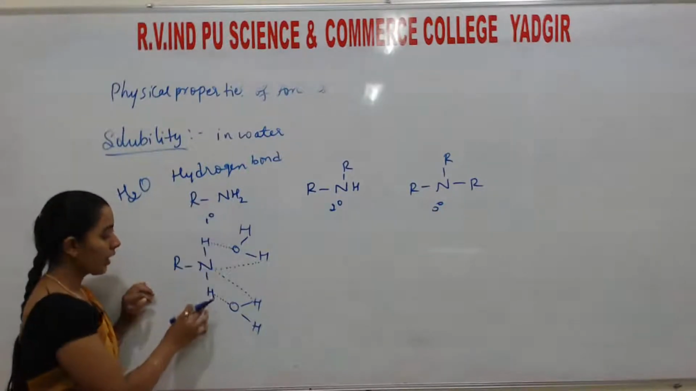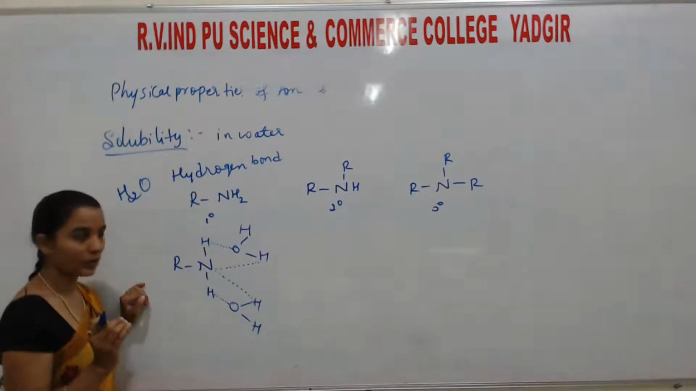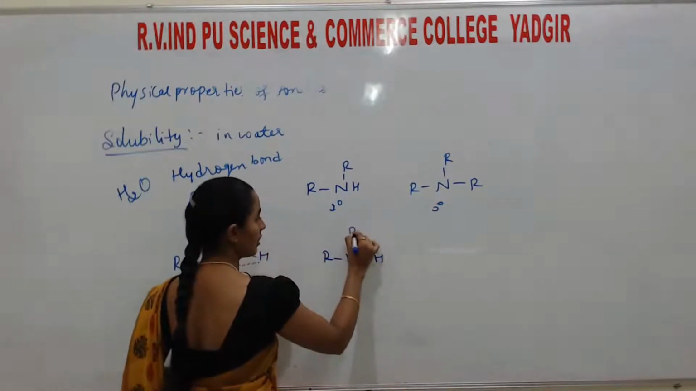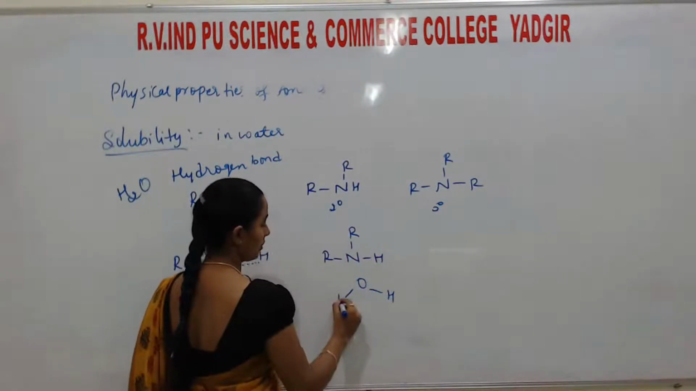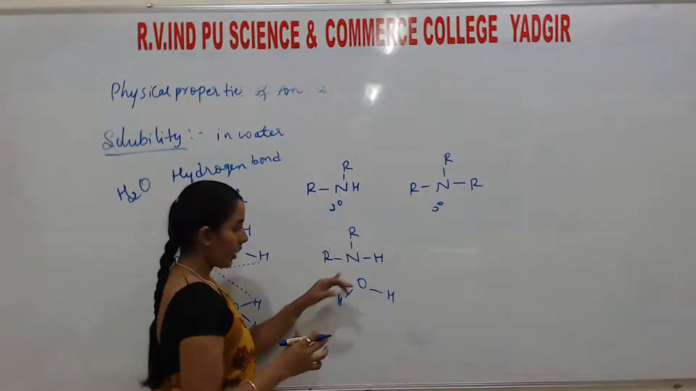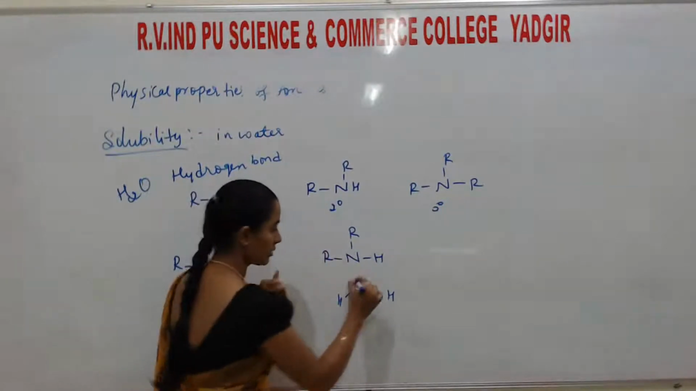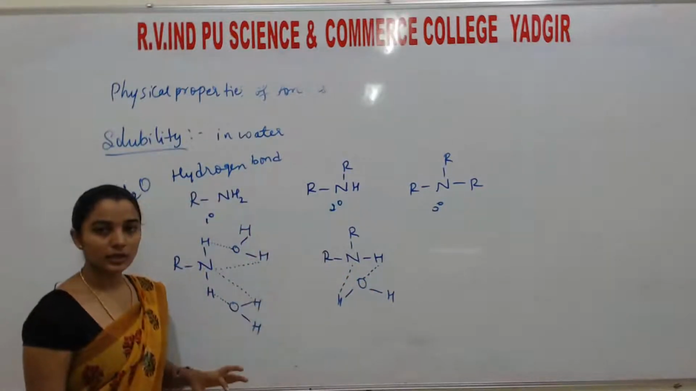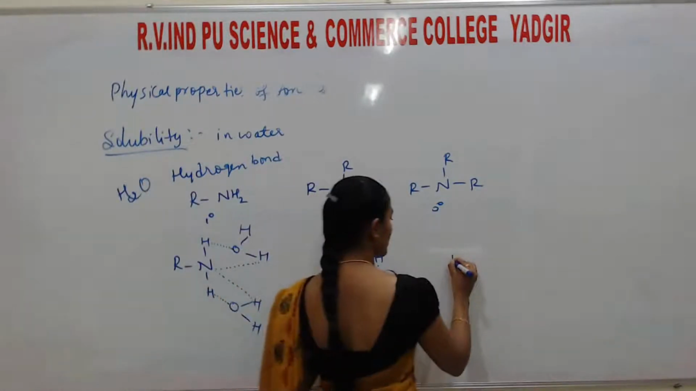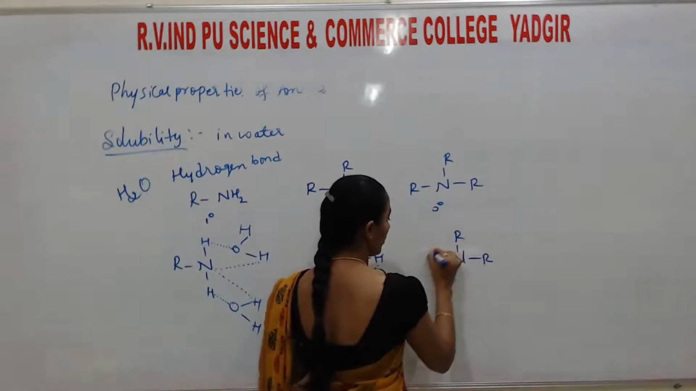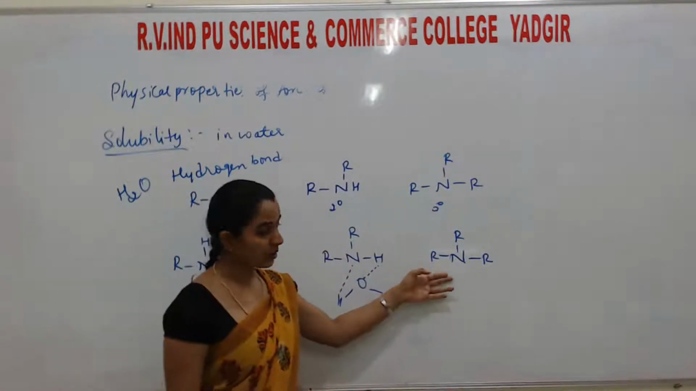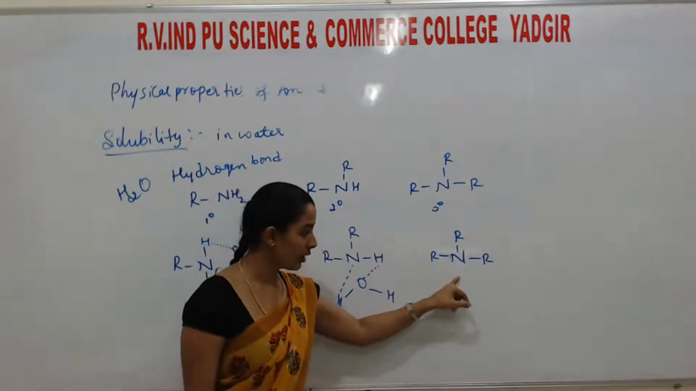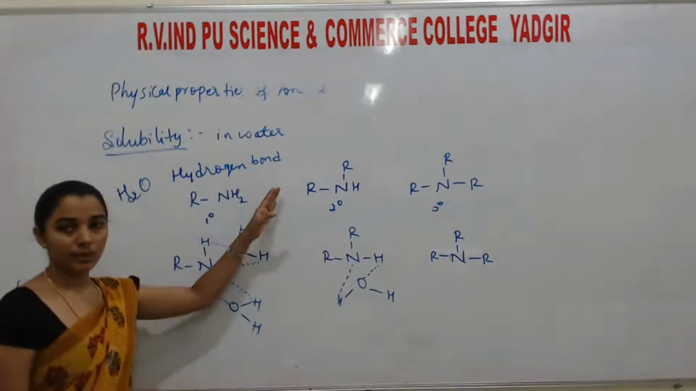So in primary amine, hydrogen bond is possible. Secondary amine we consider as R, N, H, R. At least one hydrogen is there, with two R groups. So it has the ability to form hydrogen bond, so it is easily dissolved in water. Next, the tertiary amine has no hydrogen atom. If there is no hydrogen atom, then there is no possibility of forming hydrogen bond. If there is no hydrogen bond, then solubility is impossible.